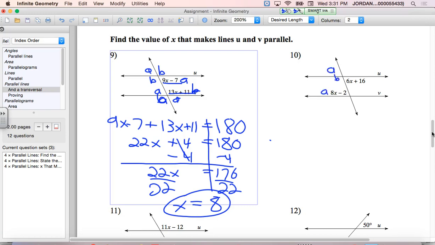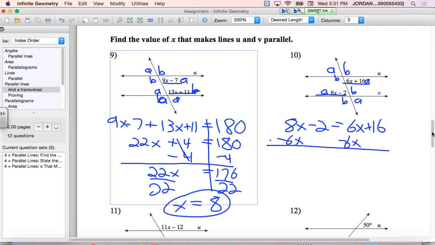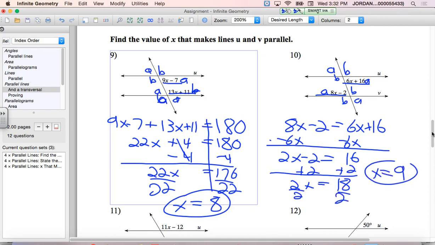Do the same thing. AB, AB, AB, AB. Okay, so both expressions this time are A's, which means they should be equal in order to make the lines parallel. So I'm going to subtract 6x. That leaves 2x minus 2 equals 16. Then I'll add 2. So 2x equals 18. Once I divide by 2, I get x equals 9. So x has to equal 9 in order for lines U and V to be parallel. Go ahead and pause the video, give the last two a try, and then we'll practice some.